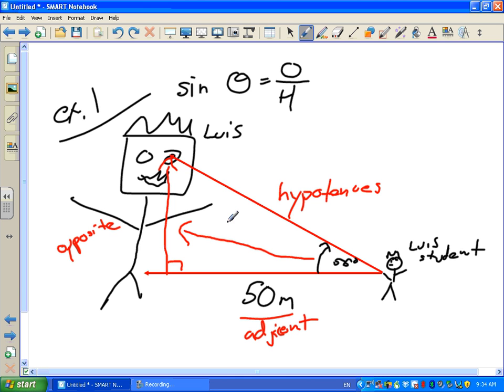So there's the opposite side. We have an angle. We have the adjacent. We're trying to find the opposite. Which of the 3 ratios do we need to use? That's right. We need to use tangent.